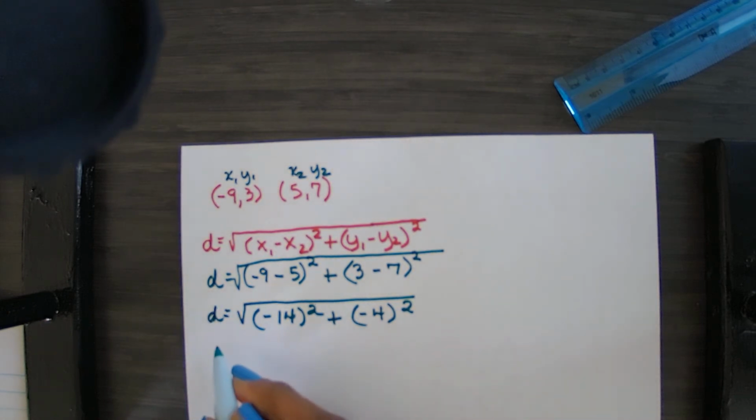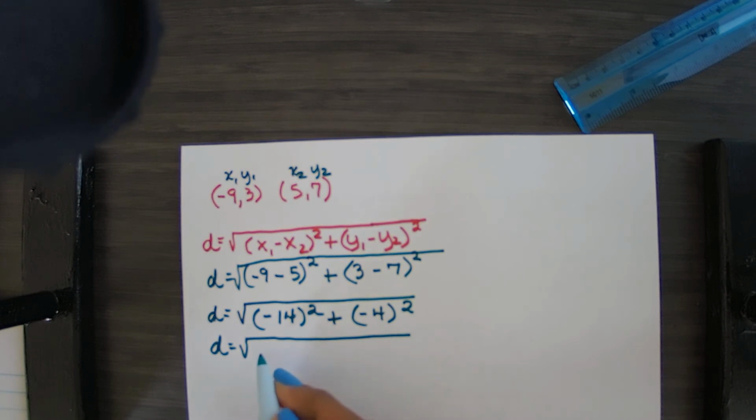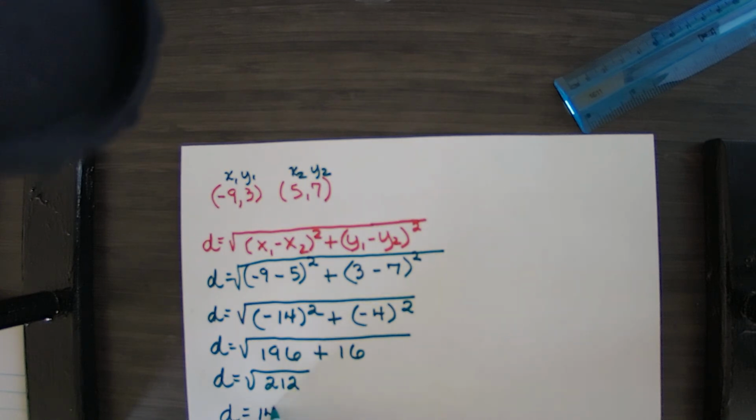So, to conclude, 14 squared is 196. Negative 4 squared is 16. Added together, we get 212. And the square root of 212, the distance, is going to be approximately 14.6.